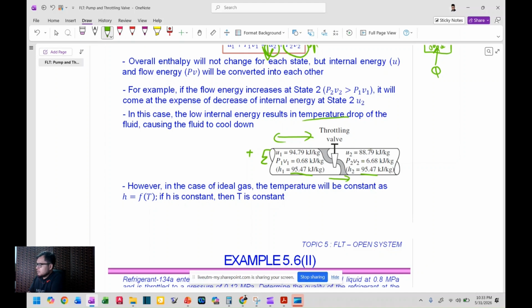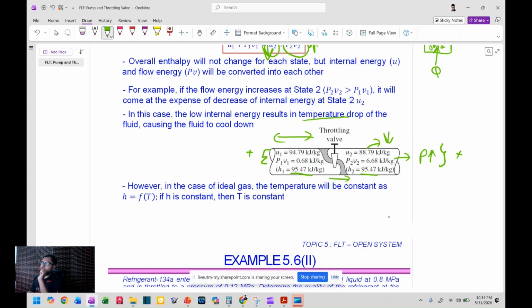then the flow energy is said to have increased. That means the pressure has increased, and so we see a reduction in the internal energy, 88.79, much lower than 94.79. But overall, when they add up, they will get 95.47. So this is for non-ideal gas.